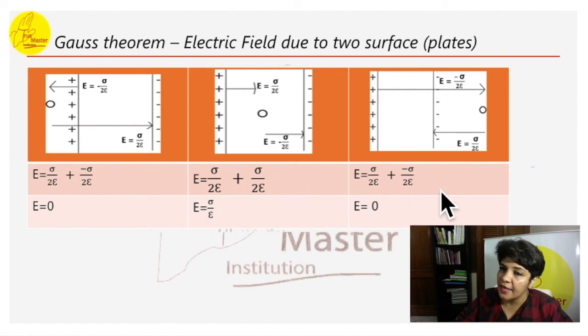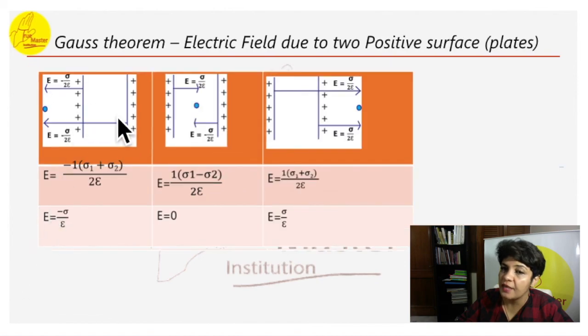In the third case, again, for one side it will be sigma by 2 epsilon naught plus minus sigma by 2 epsilon naught, and the electric field will be 0. So here the electric field is 0, here the electric field is 0, and in the center that's the value. Whereas if the plates were both positive, then you can see in the center the electric field was 0. Okay, I hope this was helpful to you. Thank you so much.